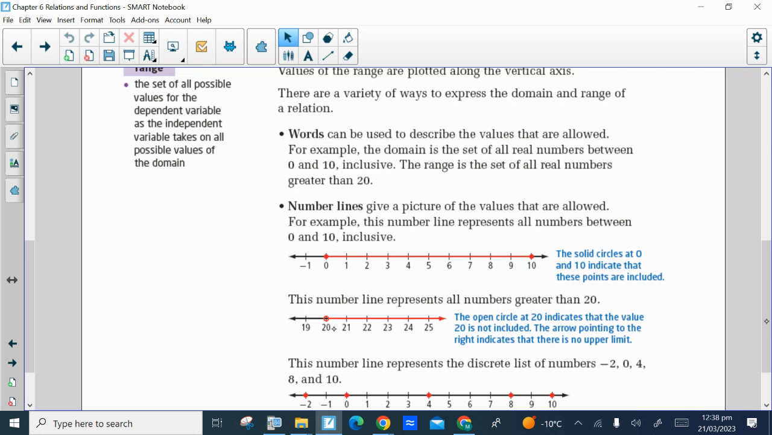This number line represents all numbers greater than 20. So an open dot on the 20 means that 20 is not included. And then you got a line with an arrow on the end of it, meaning it goes forever to the right. That shows all numbers greater than 20.